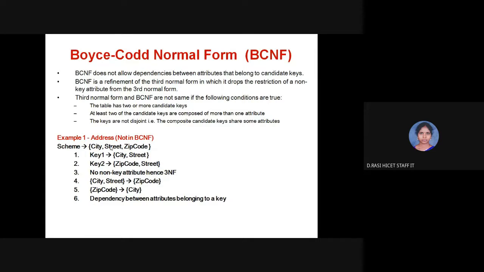Now coming to the next one, Boyce-Codd normal form. I think up to third normal form is what you will be utilizing in maximum usage. The maximum usage of normal forms is first, second, and third, and moving to Boyce-Codd normal form, that is BCNF, this does not allow a dependency between attributes that belong to a candidate key.